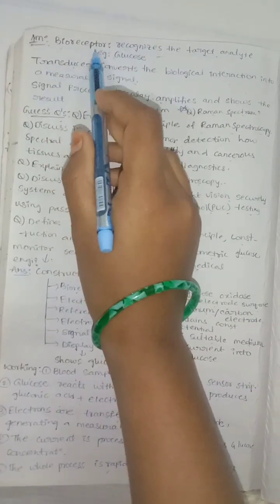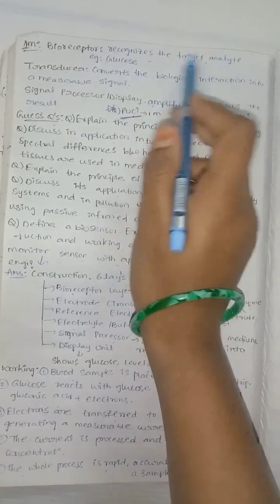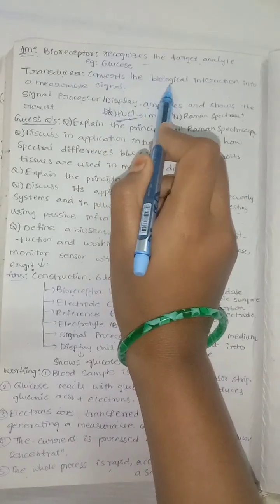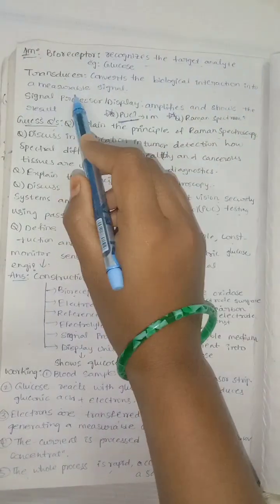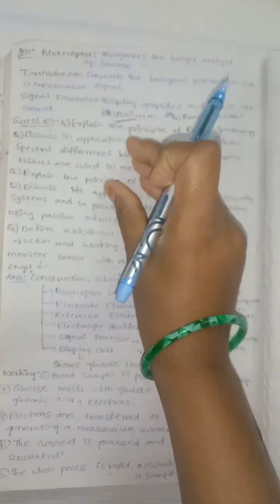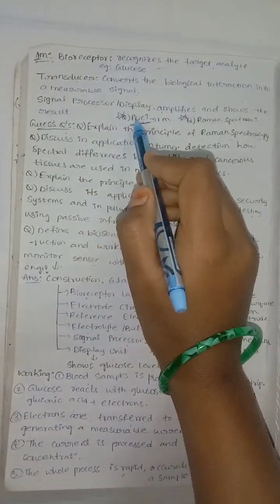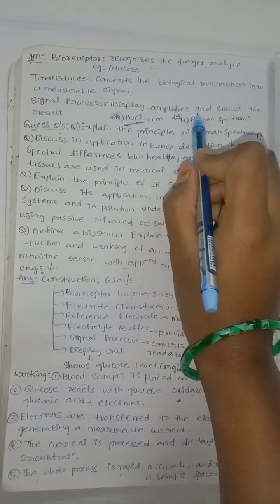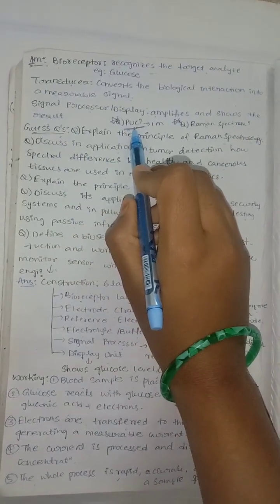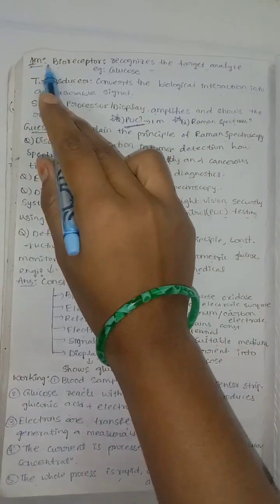1 mark questions. Bioreceptors are the recognizers for the target analyte, for example glucose. Transducers convert the biological interaction into a measurable signal. This is the process of converting a biological interaction into a measurable signal. The signal processor or display amplifies, measures and shows the result. PIR and Raman spectrum are also important for 1 mark questions.